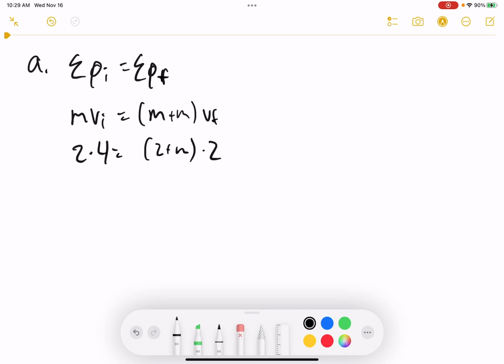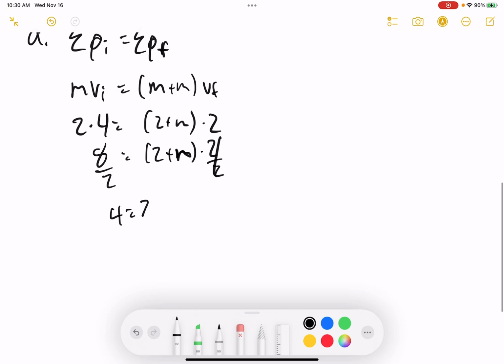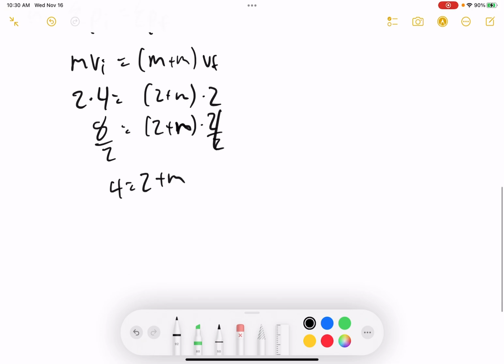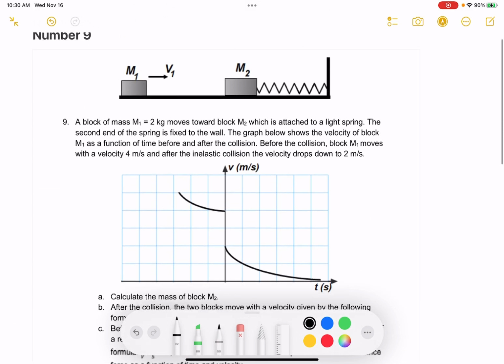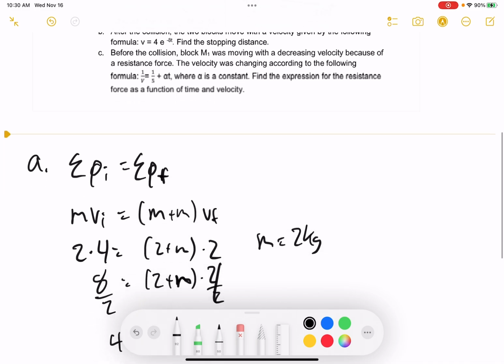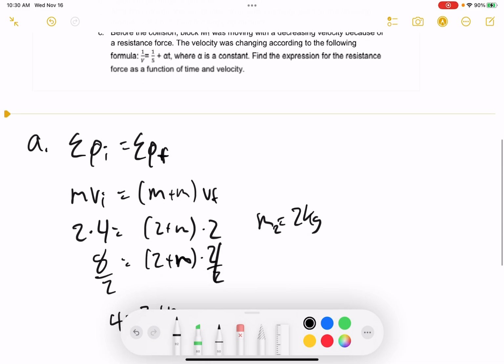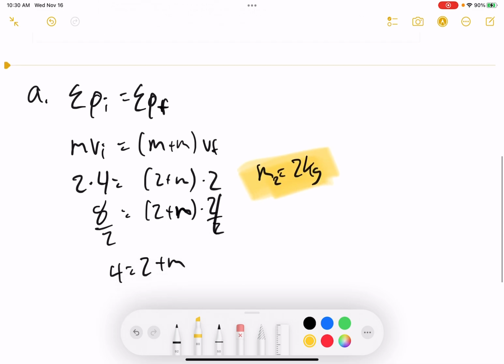So I have 8 equals (2 plus m) times 2. Divide by 2, that cancels, leaving 4 equals 2 plus m, so m equals 2 kg. The mass of that second block, m2, is just 2 kg, and that would be the answer there.